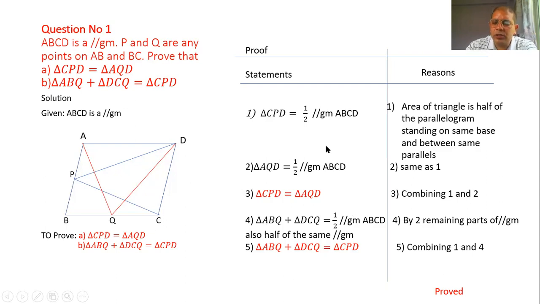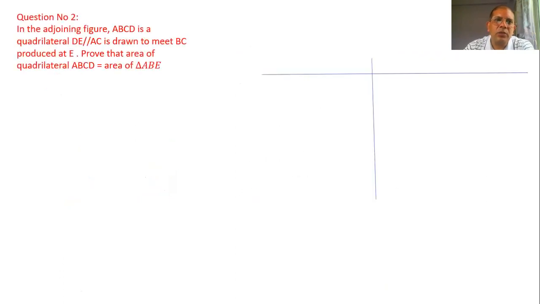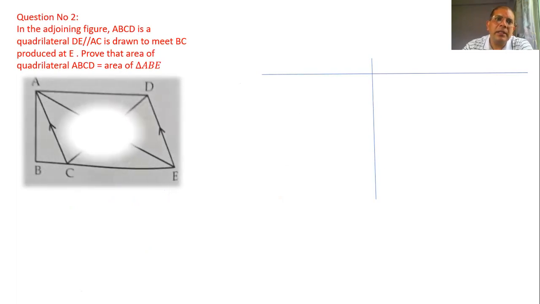So I want to start another question. This is question number 2 from our book. In the adjoining figure, ABCD is a quadrilateral. DE is parallel to AC, drawn to meet BC.